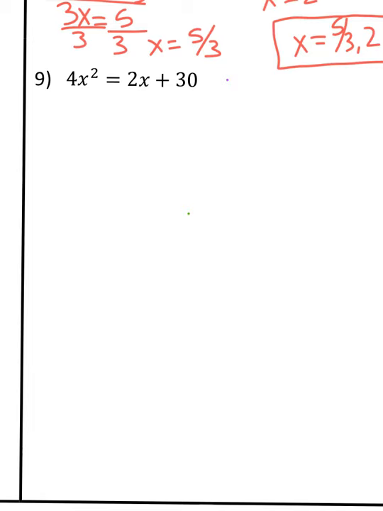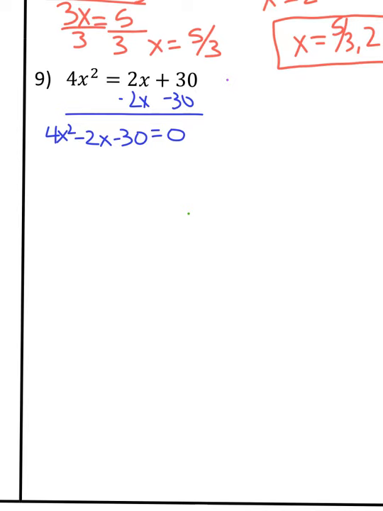All right, so this problem, there's not a y in it, so the y is already 0. But we need to get all the terms on the left-hand side together. So we need to subtract the 2x and subtract the 30 first. So we end up with 4x squared minus 2x minus 30 equals 0, right?